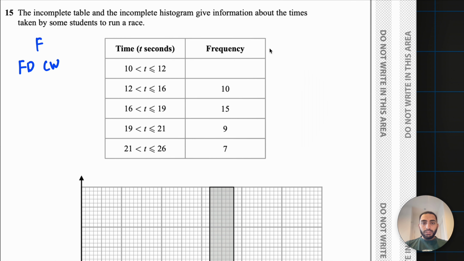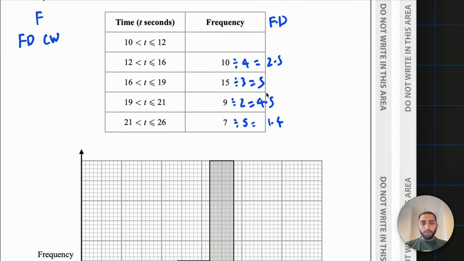Let's work out my frequency density for each of these. So frequency density is equal to the frequency divided by the class width. The class width is just the distance between these two numbers. So 12 and 16, the class width would be 4. 16 take away 12 is 4. So frequency density is frequency divided by my class width, which is 4. So that would be 2.5. This time it's divided by 3, which is 5, divided by 2, which is 4.5, divided by 5, which is 1.4. So now I can plot these onto the graph.